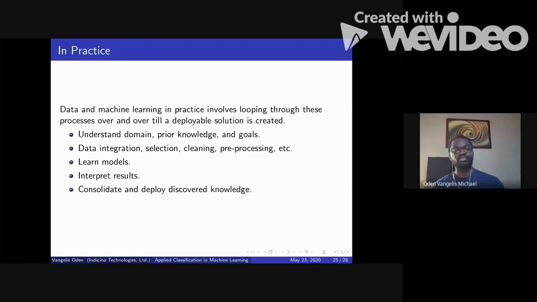Once we've been able to interpret the results, we consolidate and deploy the discovered knowledge. Consolidating and deploying the knowledge means, okay, you have a model, you've built it, and you see that it has some very good confidence. What do we do with that model? We've accepted that it should work. We now have to find ways of deploying the model, and in deploying it, we make it available for people or the target audience to interact with it.